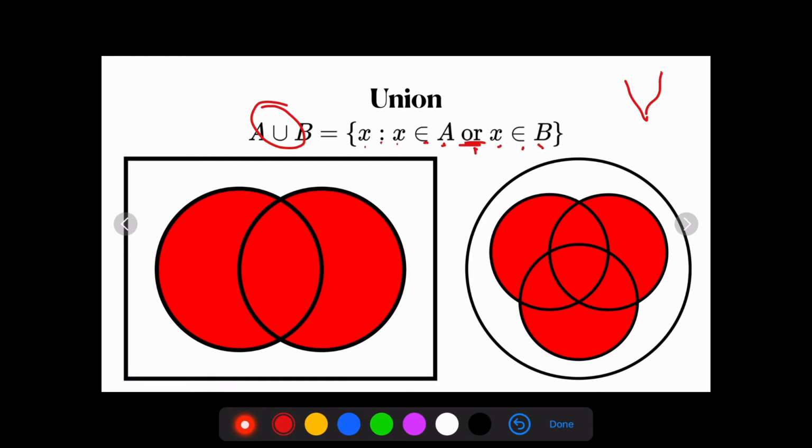So if this is set A and this is set B, then the union is all this red stuff inside here. If there are three sets, A, B, and C, then it's all of this red stuff in here. A union B union C is everything in those three.